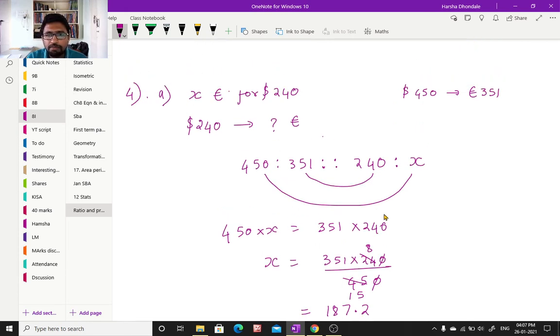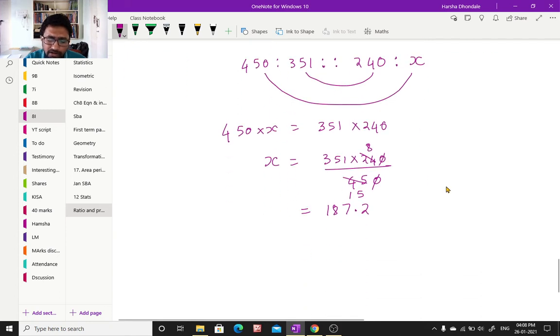So if I pay $240, I get 187 euros. Does it make sense? It's just a very basic way of verifying your answer is correct. For 450, I'm getting 351 euros. For 240, the amount is reduced. I should definitely get less than 351, and here I'm getting 187.2. Looks like it is correct. It's a very rough verification.